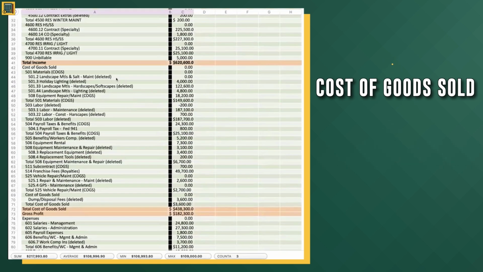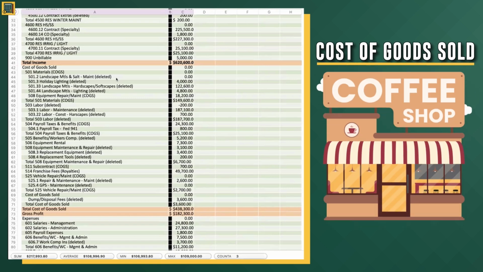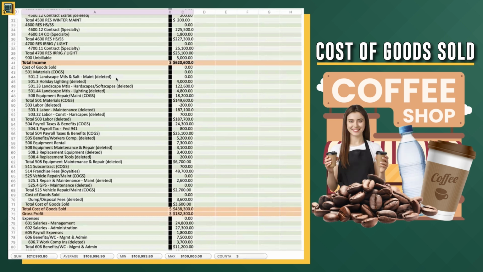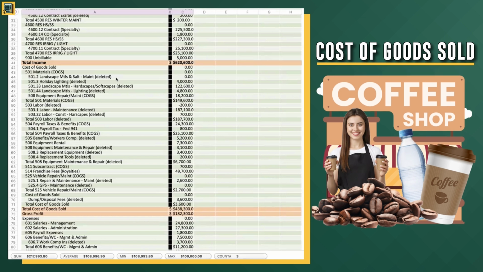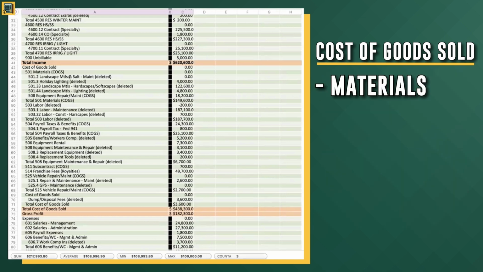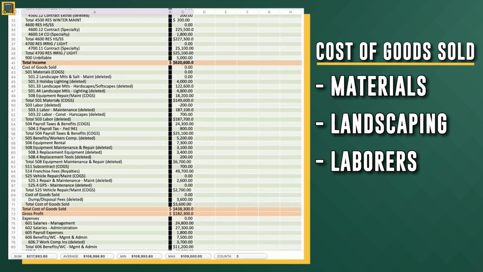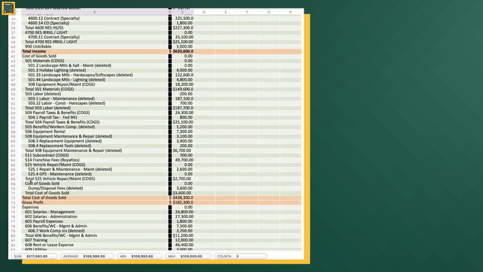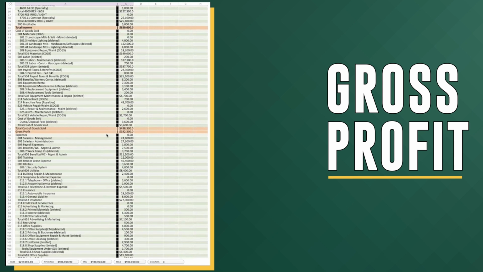Cost of goods sold are expenses that go directly into delivering whatever the product or service is that you're selling. So for example, let's say you own a coffee shop. The cups, the coffee itself, the water, the employees that make the coffee and deliver it to your customers, all of those are direct expenses directly related to delivering what your product is. Lawn care, that's materials for landscaping, laborers who are doing the lawn care, the actual work. And so the difference between your sales and your cost of goods sold is called gross profit, which is an incredibly important number, which I'll get into in just a moment.